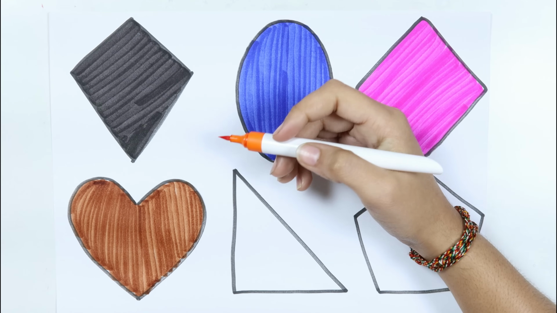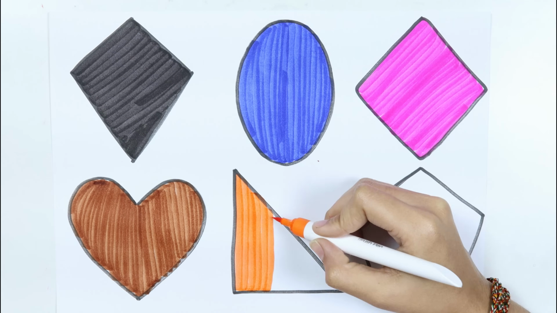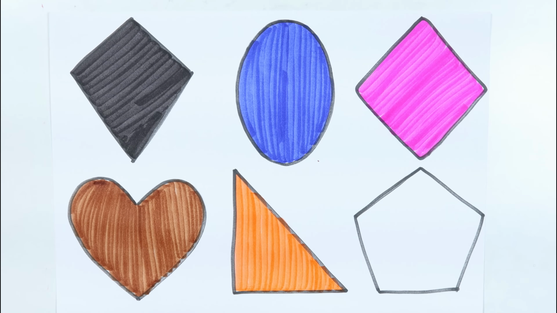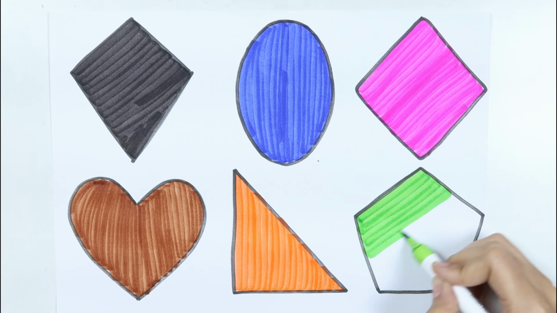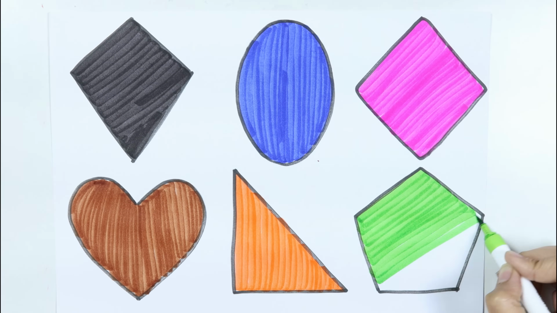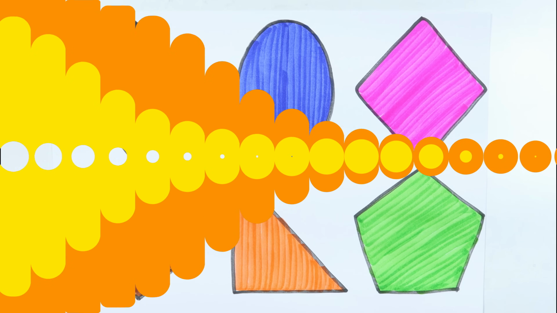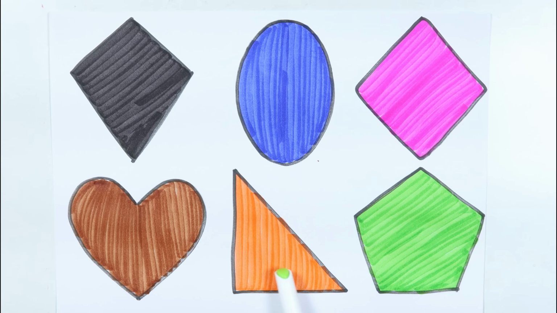Heart, orange color. Right triangle, green color. Pentagon, kite, ellipse, rhombus, heart, right triangle, pentagon.